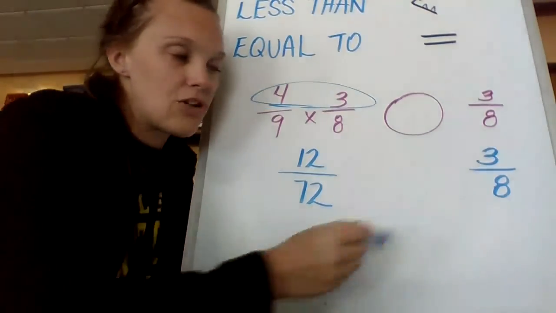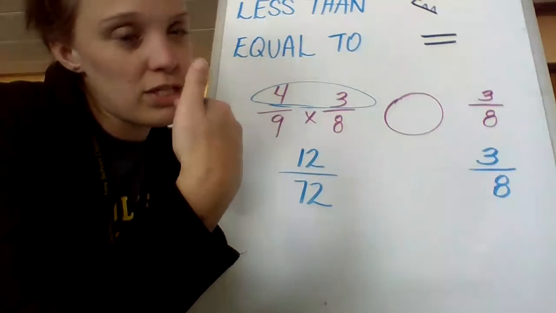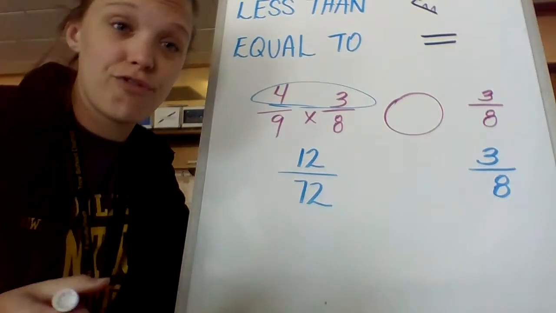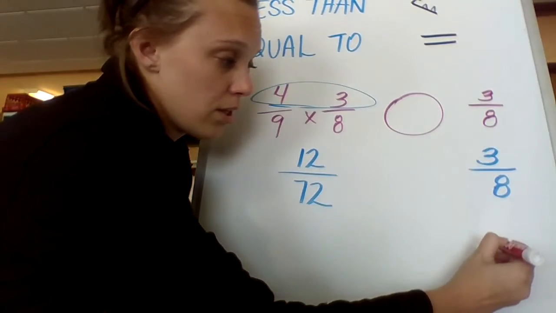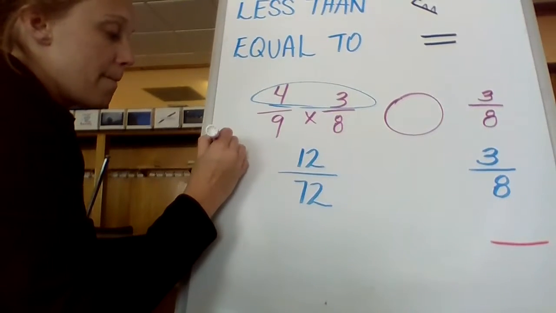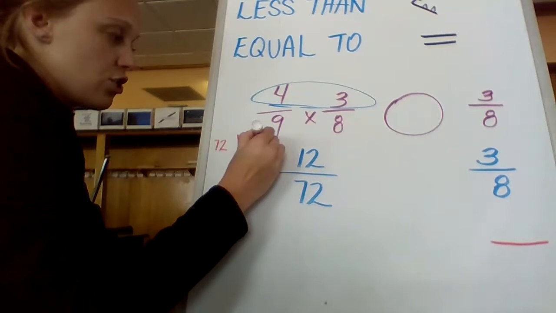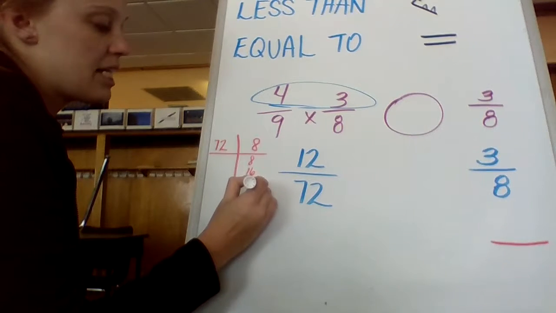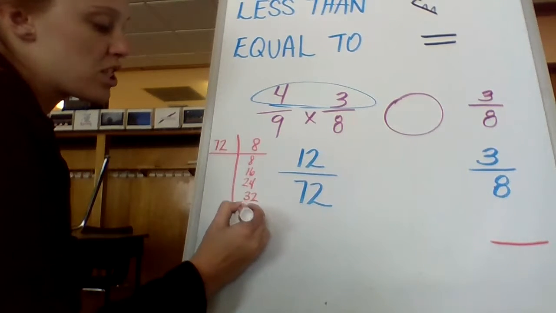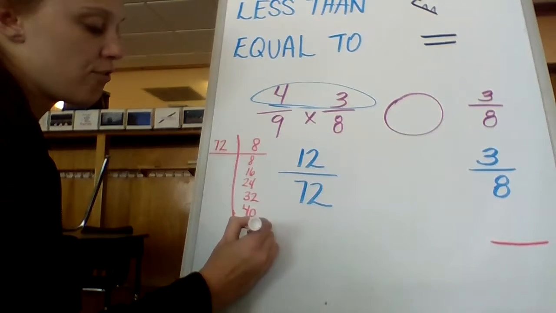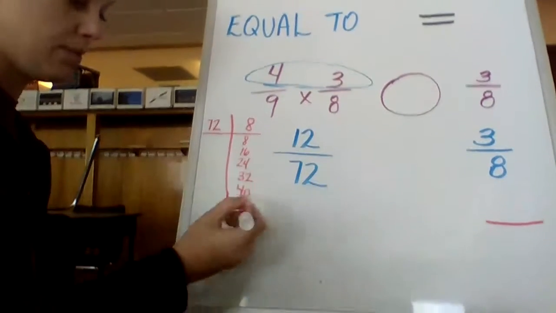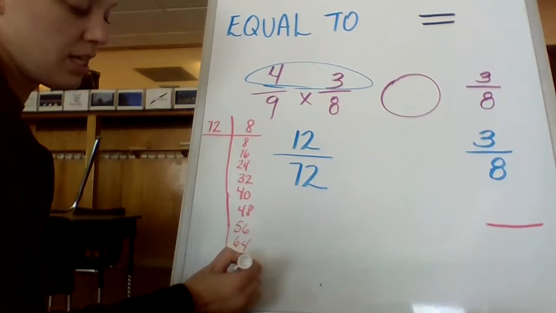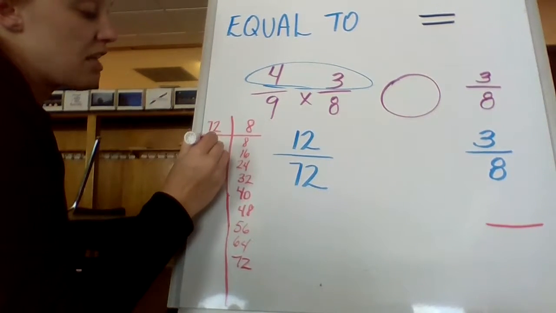Okay, Mrs. Bowers, these denominators are not the same. I cannot compare them yet. In the previous problem, I showed you how to simplify first. But this time I'll show you that you can also use an equivalent fraction, then compare. So if I list all of the multiples of 72 and 8: 8 times 1 is 8, 8 times 2 is 16, 8 times 3 is 24, 8 times 4 is 32, then 40, 48. Still with me? 48, 56, 64, 72.